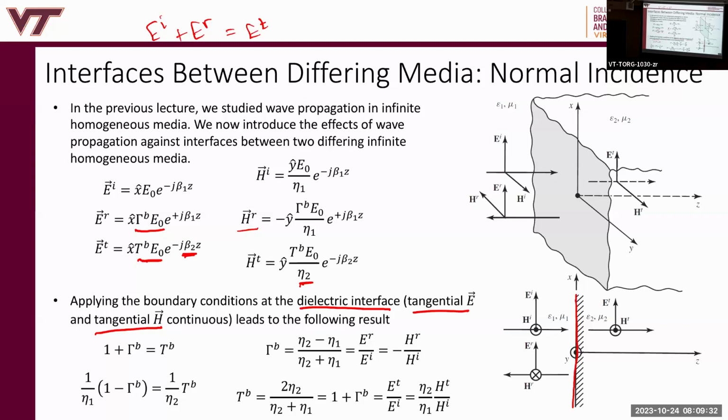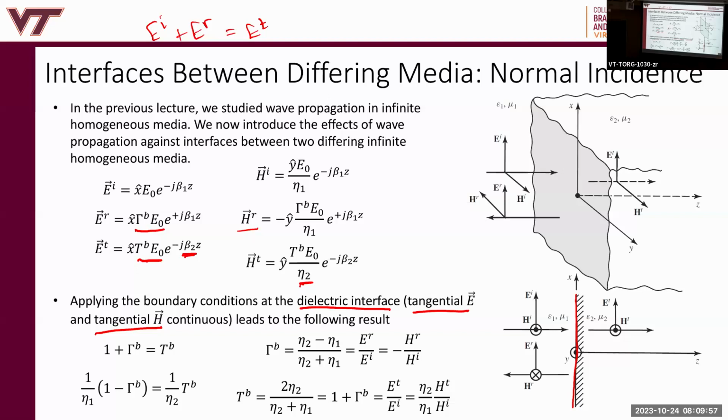So what does tangential E continuous mean? It means the electric field on the left side of the interface is exactly equal to the electric field on the right-hand side of the interface in terms of its tangential components. The total electric field on the left side is the incident field plus the reflected field. The total field on the right-hand side, well, there's only the transmitted field. So those have to be equal.